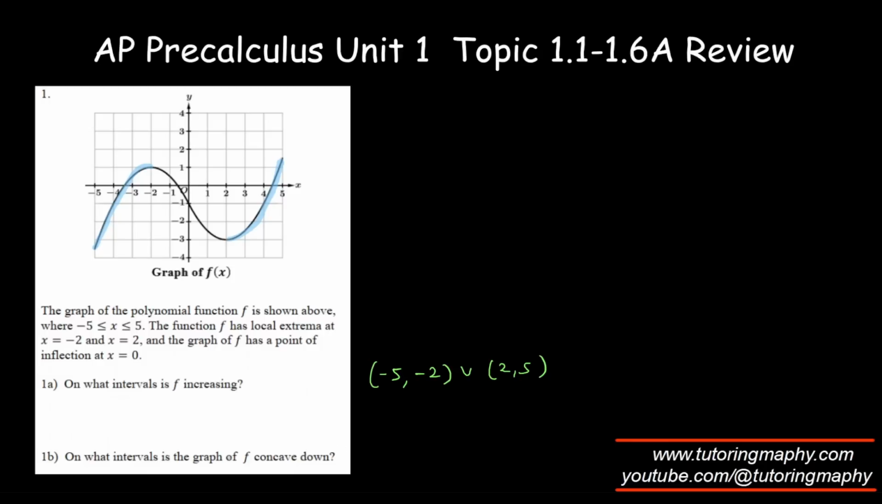And are they asking decreasing? No. They're asking concave up. Sorry, concave down. Concave down is the frowning phase. So the frowning phase is clearly right here till this point, because 0 is the point of inflection. So after that, it's a smiling phase. So that goes again from -5 to 0 all the way.